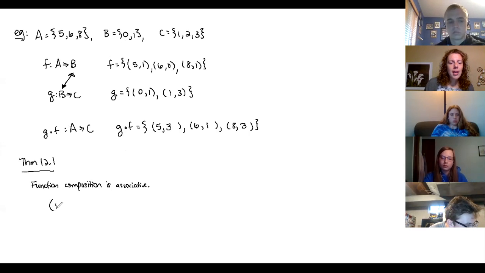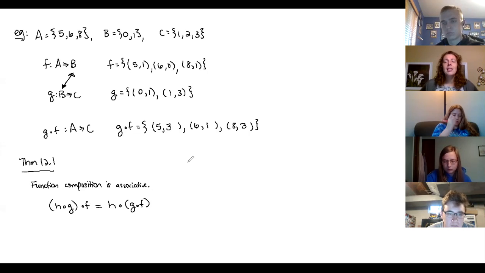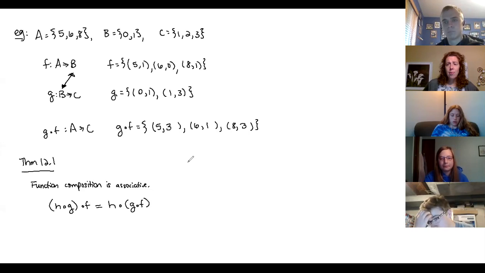So in other words, (H circle G) circle F is equal to H circle (G circle F), as long as we don't run into the problem that Grant just described, as long as we have all our domains and codomains matching up where they need to be. So as long as everything is defined, I can move my parentheses around. I can do function composition in either order. It doesn't matter where I start. Okay. Questions on any of that?